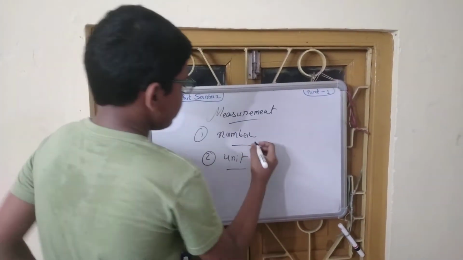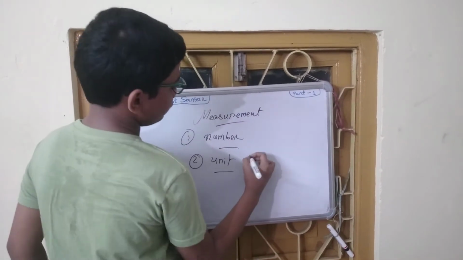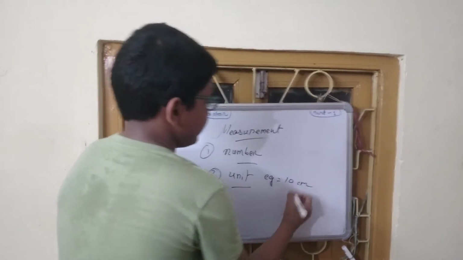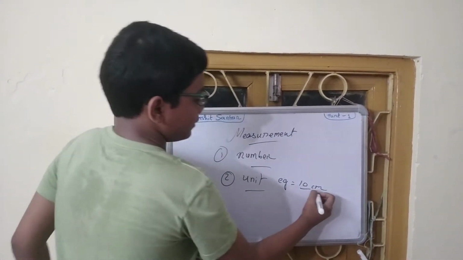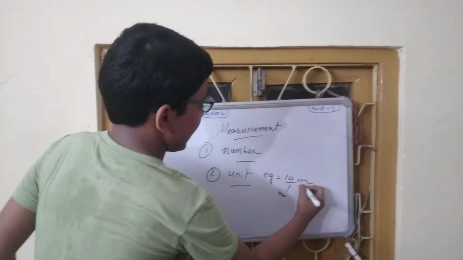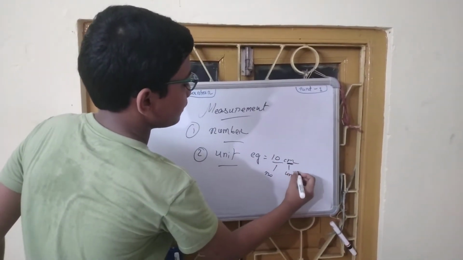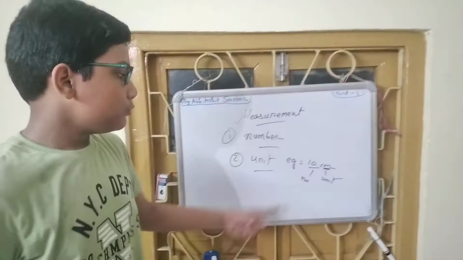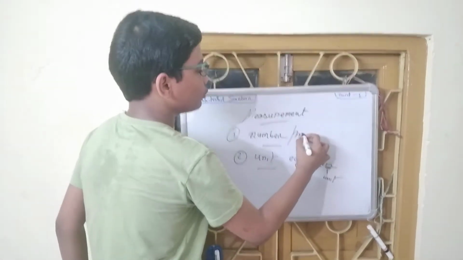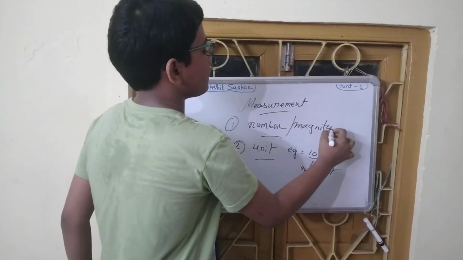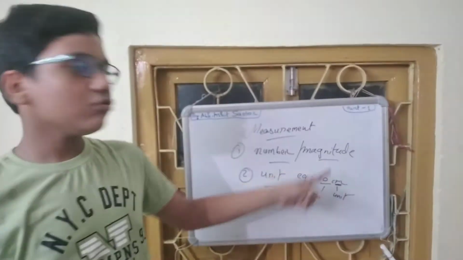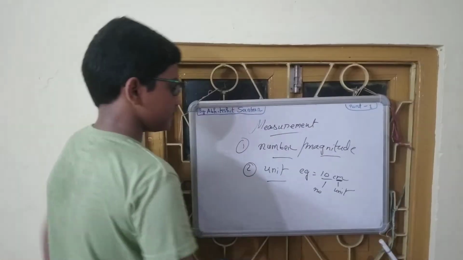Now, let me explain with an example. If we take 10 centimeter, here 10 is the number, and centimeter is the unit. Do you know that a number has another name, magnitude? In higher classes, the number is called magnitude in physics, and we study magnitude there.